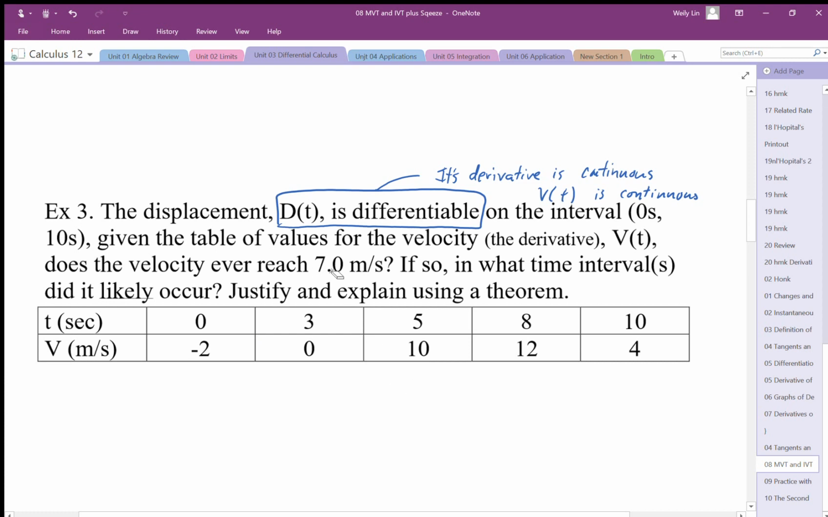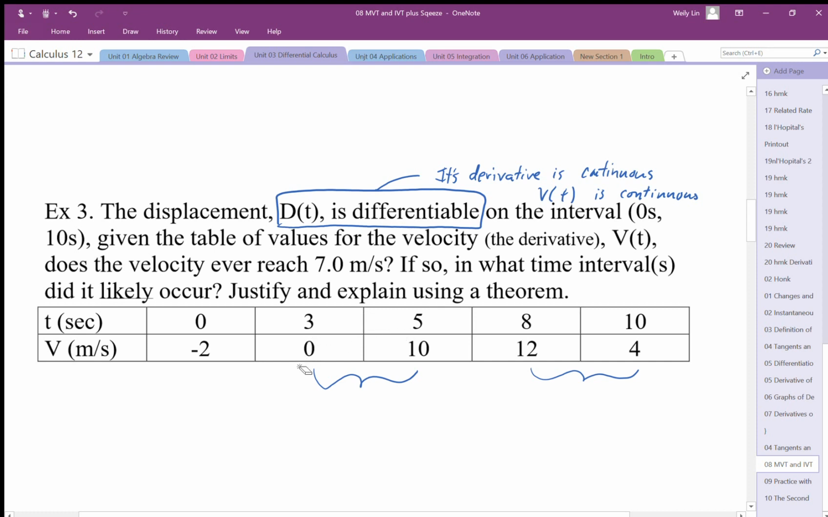So we're being asked, does the velocity ever reach 7 meters per second? Well, we know that 7 meters per second is a y coordinate in between here and here. It's also a y coordinate between here and here. Now, we don't know what's going on here. So this could have actually gone down to -5, back up to 12. We don't know. But at least in these two intervals, we have the conditions that we need to state the IVT. So it's continuous through here.